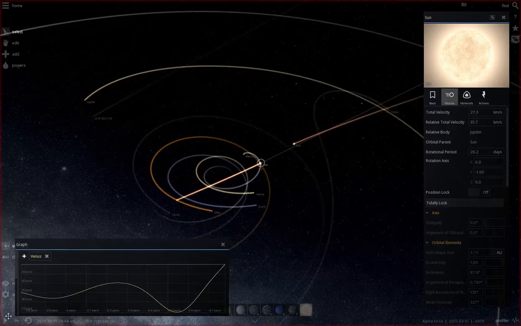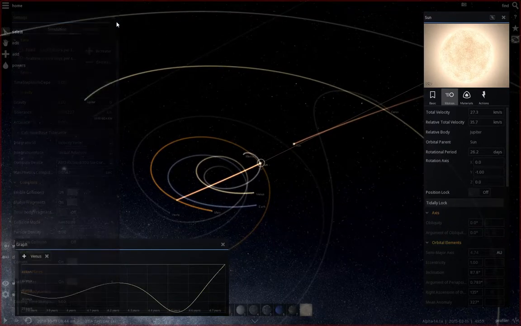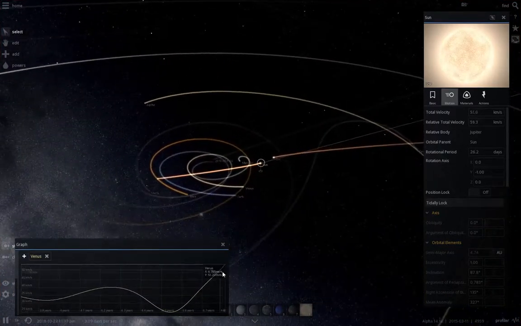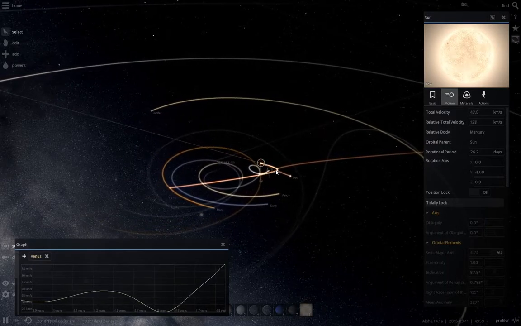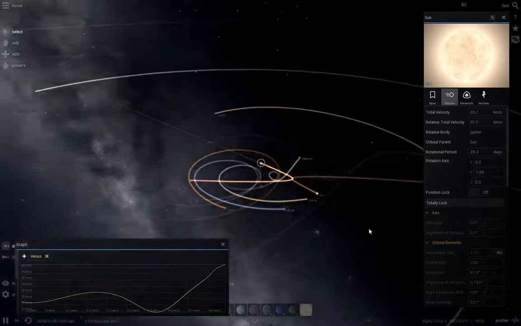I'll slow it down right here. You see that it just begins increasing because there was double the mass of the sun that it was orbiting around.